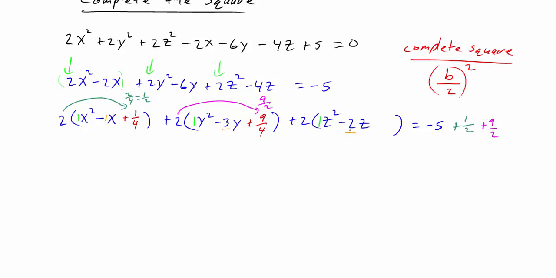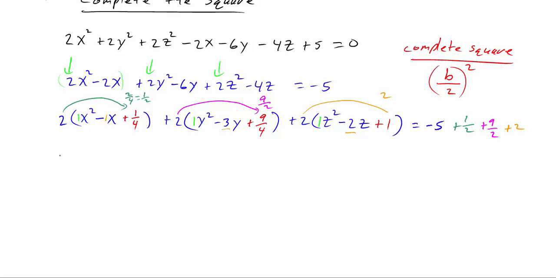And then once again, we're going to take half of a negative 2. Well, half of a negative 2 is negative 1, and negative 1 squared would be a plus 1. And again, we multiply by the 2 out front, so it means we really added 2, so we have to add 2 to the other side of the equation. So now we have completed the square.